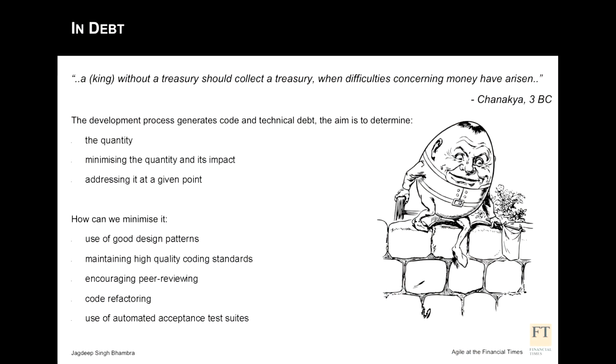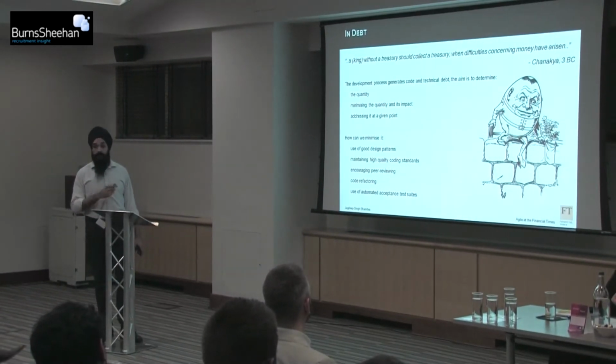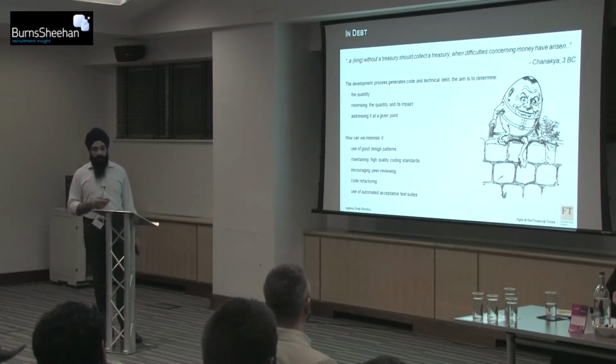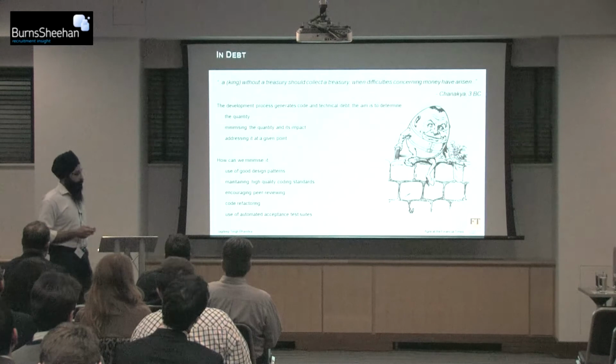Okay, part of the development cycle is that we actually end up with technical debt. You can't get away from it. That's the reality. But what we can do is actually determine the quantity and minimize its impact. And the aim is to address it at some point in time. The way we minimize it at the FT, using good design patterns, coding standards, using tools to help us make sure that we have good coding standards. Peer review is key. TDD, BDD, these kinds of methodologies help with this. Refactoring code. This is not always possible because of the limitations on delivery times, but where possible, we do enforce this if we can. And again, automating as much as we can.